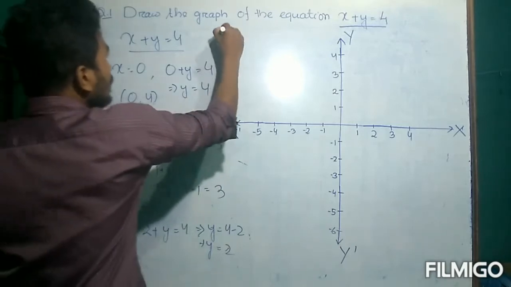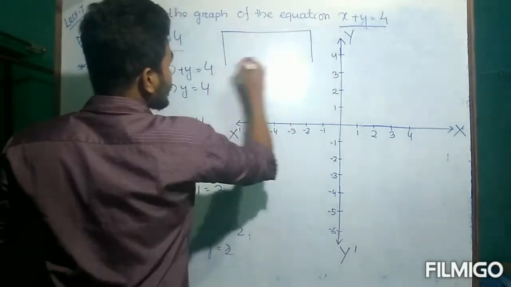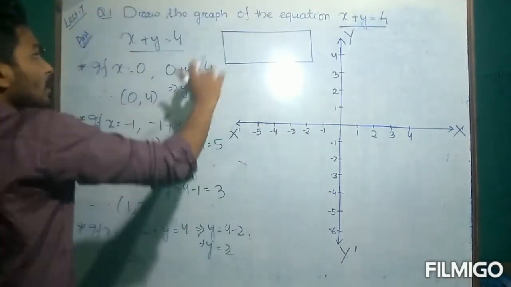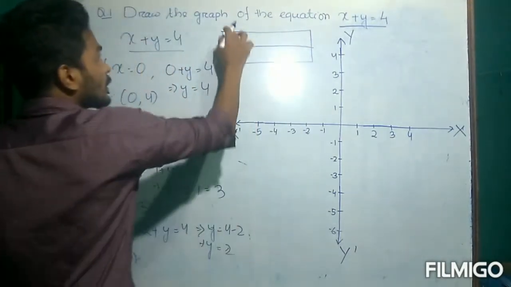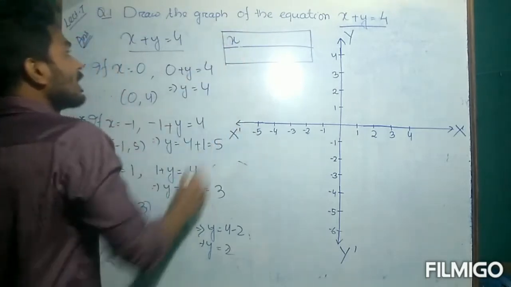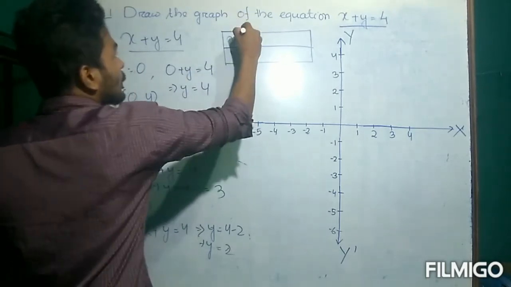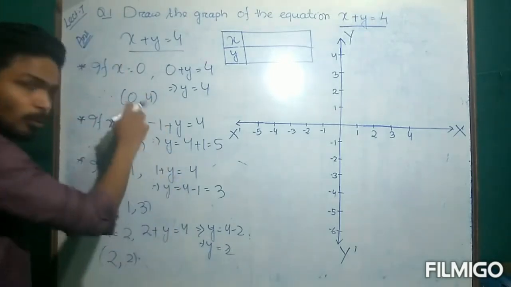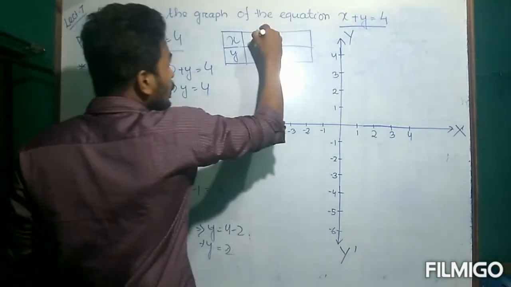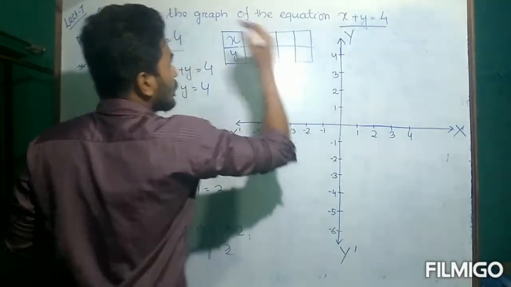Okay, let's draw the table. Okay, this is the table. In this table you have to draw 2 rows, first row and second row. The first row stands for x coordinate and the second row stands for y coordinate. Understood? Now we found 4 solutions here. That is why you have to draw 4 columns.